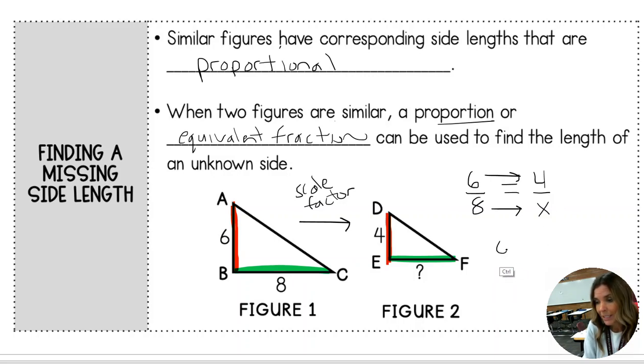So we're going to say 6 times what number gets us to 4. And then remember that in order to figure out what n is, because the n is being multiplied by 6, we're going to use division. So divide by 6 on both sides. So our n is equal to 2/3. So if I take 8 and I multiply by 2/3, that is going to give me this new side length.